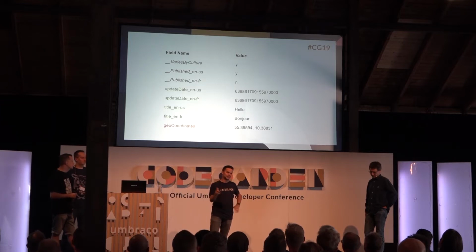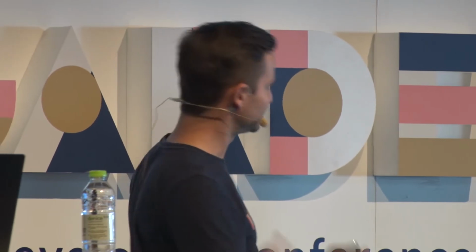We've got some system fields. You can check if a document actually varies by culture, yes or no. Check if it's actually published in that culture, yes or no. And then you can see we've got suffixed cultures on these fields. So the update date in en-US might be that value, which is stored as long. I'll get to a slide about this in a sec. The title en-US is hello, French, etc. And you see at the bottom on the geo-coordinates, this might be an invariant field. It's got no suffix. So that's how we're storing things.